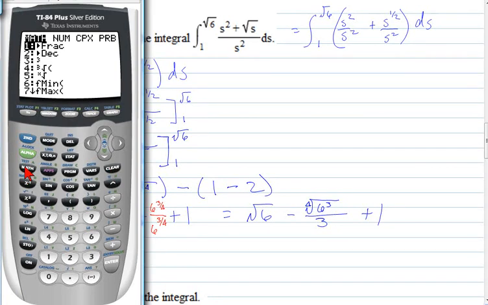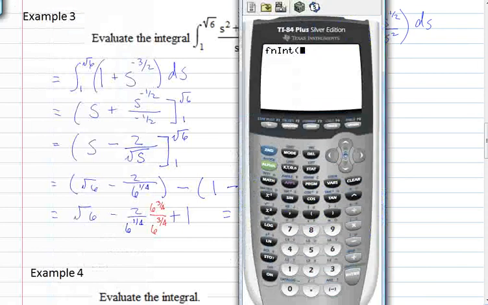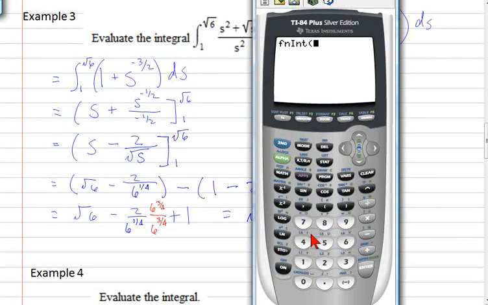Underneath math, I think it's under math, I haven't done this in a while, there is a thing that says function integrate. And you hit enter. Now I got to remember the order that you type this in. I believe it's the function, the variable, lower bound, upper bound. We're going to go with that and see what we get. So after we simplified it, we got 1 plus, you got to use an x here, raised to the negative 3/2, right?